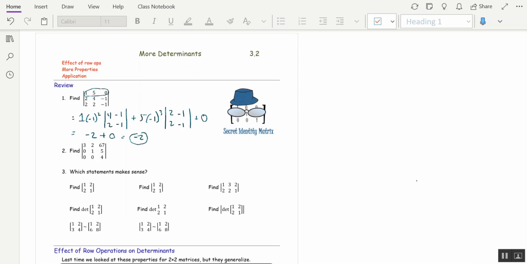Okay, next one, it's a 3 by 3. However, computation is very easy because this is a triangular matrix, so the determinant is just the product of the diagonal entries. 3 times 1 times 4, which is 12.